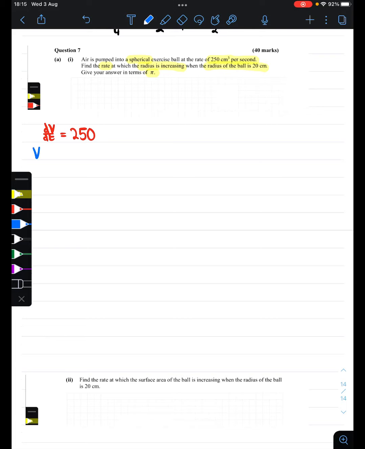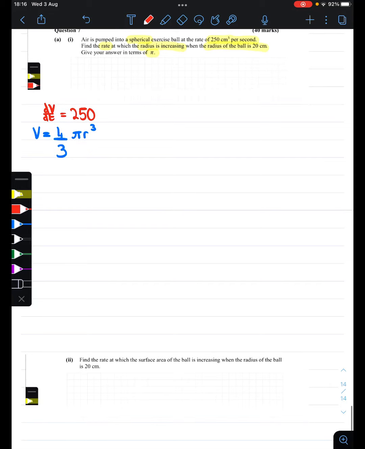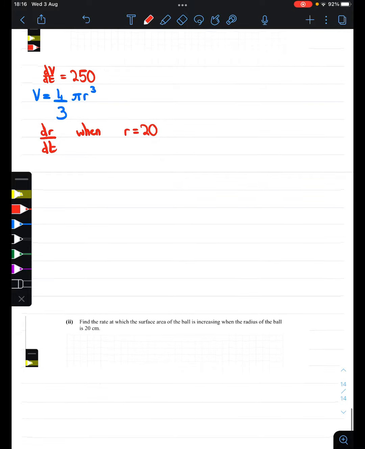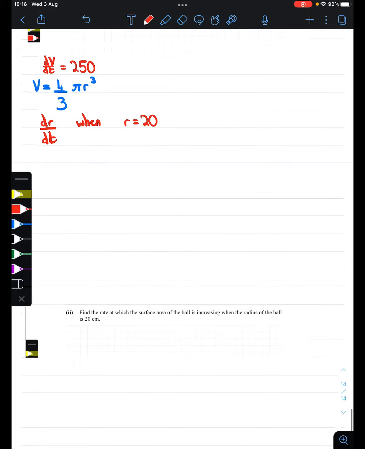So we have this formula for the sphere. The volume equals 4 over 3 pi r cubed. Okay, now what is it that we're looking for in this question? Well, we want to find the rate at which the radius is increasing. So that would be dr/dt when the radius of the ball is 20 centimeters, when r equals 20.